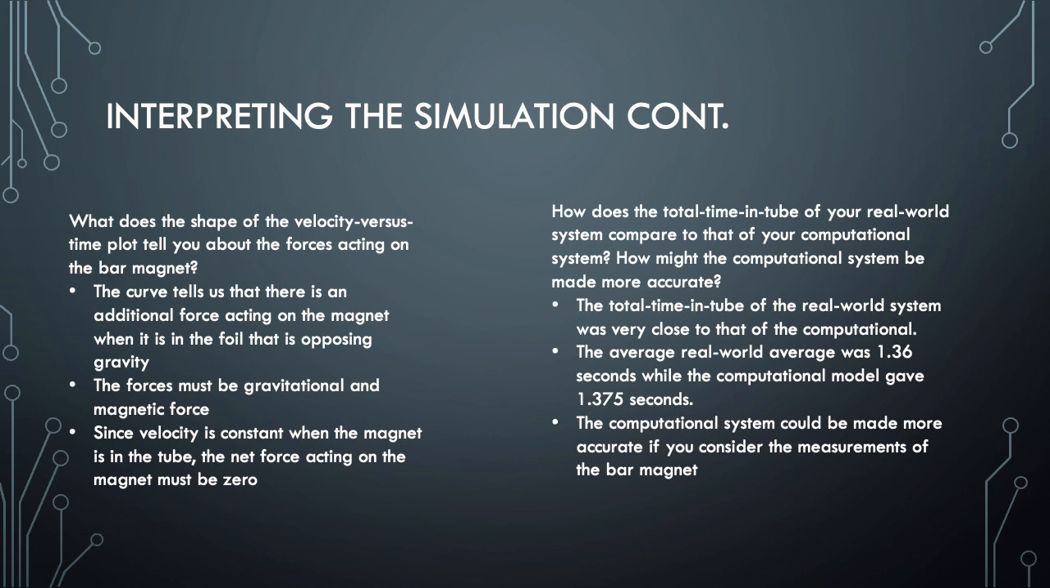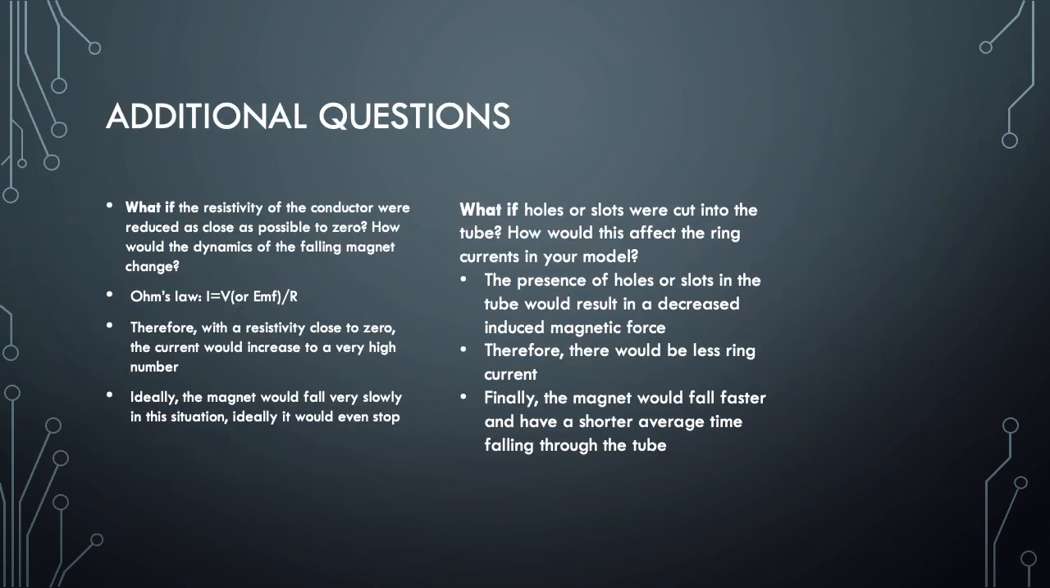Now for this other question, the total time in the tube of the real-world system was fairly close to that of the computational. The computational was 1.375 seconds, and the real-world average was 1.36 seconds. The computational system can be made more accurate by considering the measurements of the bar magnet. Now for the additional questions.